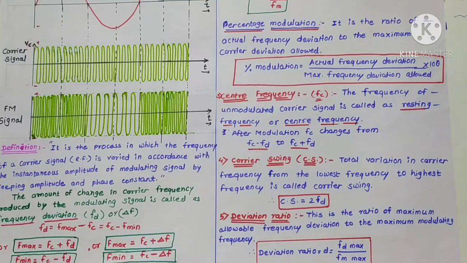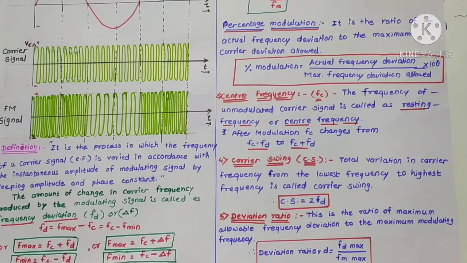Okay students, the equation of frequency deviation is given here: Fmax minus Fc, which is equal to Fc minus Fmin. Or we can write, if we have to find Fmax, the maximum frequency is equal to the carrier frequency plus the frequency deviation, that is Fd, and Fmin is equal to Fc minus Fd. If we represent it in terms of delta F, then Fmax is equal to Fc plus delta F, and Fmin is equal to Fc minus delta F.